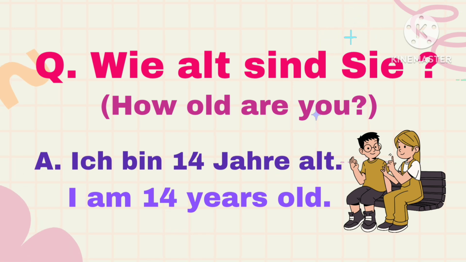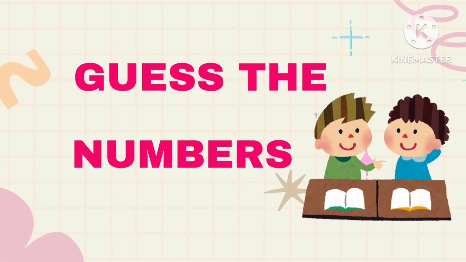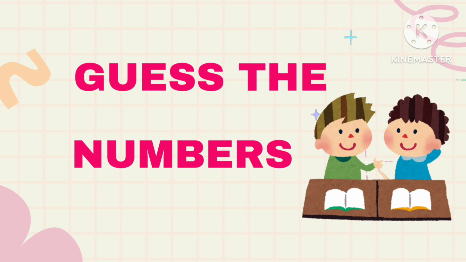So here is a question for you. Wie alt sind Sie? Which means how old are you? And the answer is Ich bin 14 Jahre alt, which means I am 14 years old. Instead of 14, you can tell your age. Now let's do some practice to see how well you have understood the numbers. I will show you a number and you have to guess it.